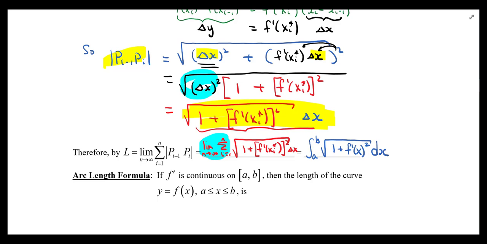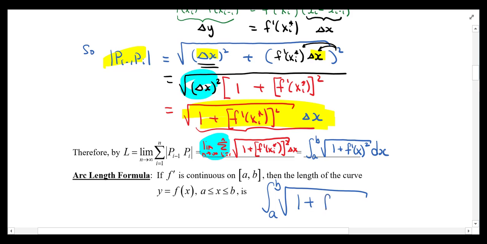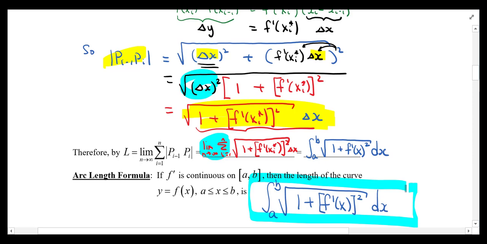If f prime is continuous on an interval from a to b, then the length of the curve y equals f of x on that interval from a to b is really just the integral from a to b of the square root of 1 plus the derivative f prime of x all squared dx. Memorize.